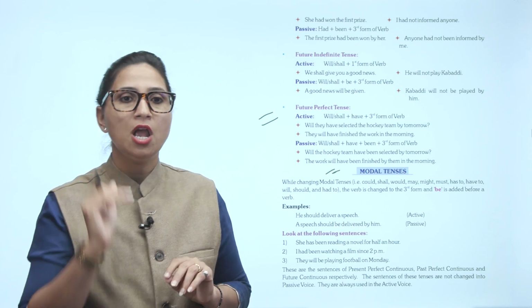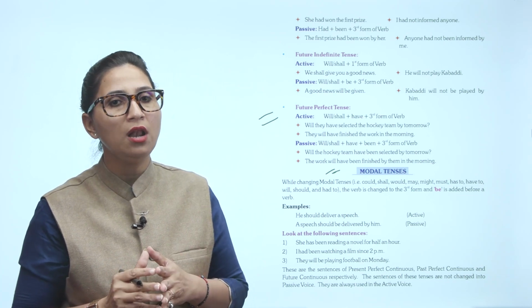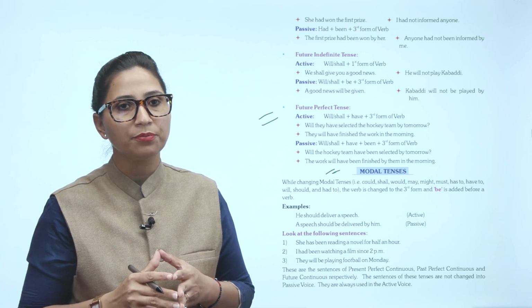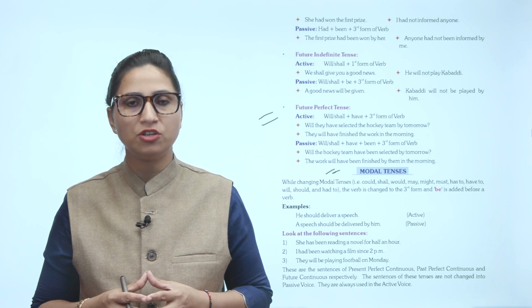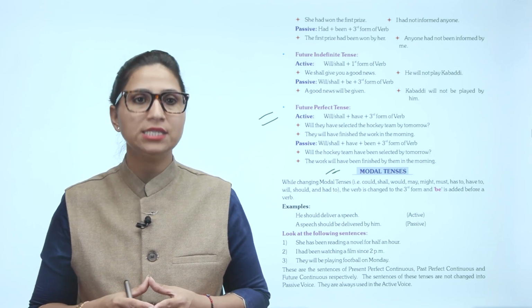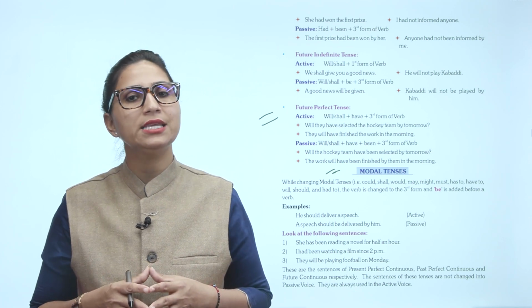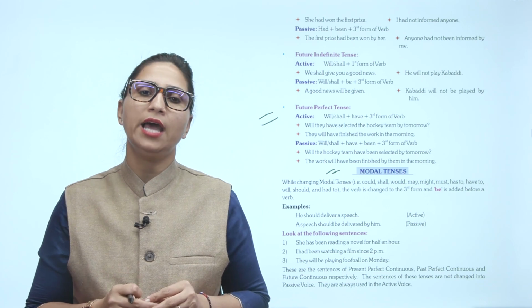Looking at the following sentences: she has been reading a novel for half an hour. I had been watching a film since 2 p.m. They will be playing football on Monday. These are the sentences of present perfect continuous, past perfect continuous and future continuous respectively. These sentences are not changed into passive voice. They are always used in the active voice.